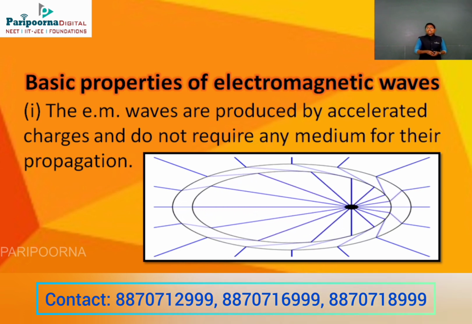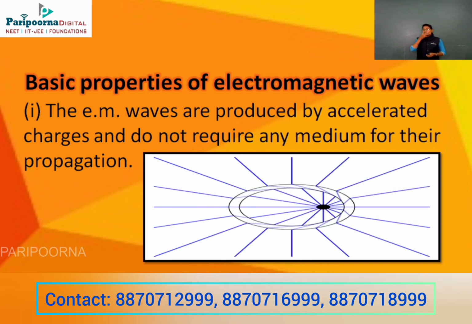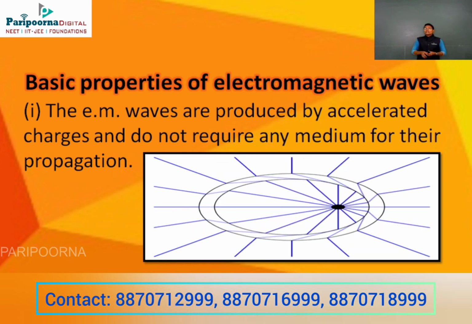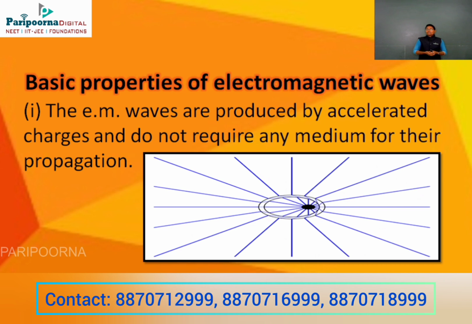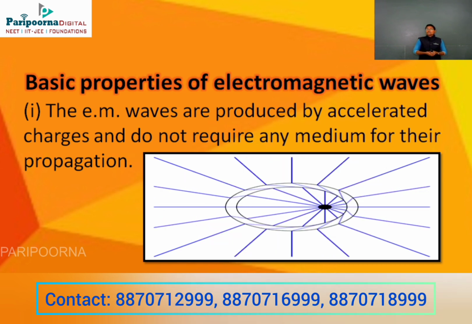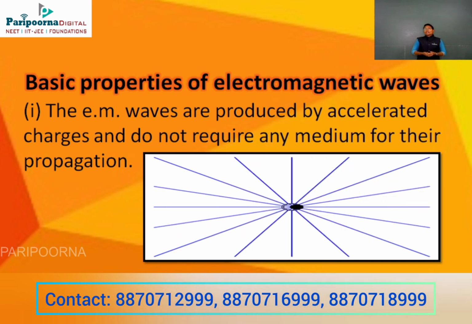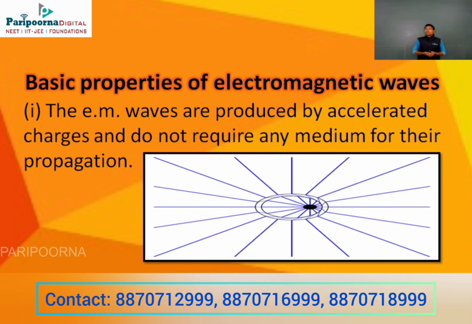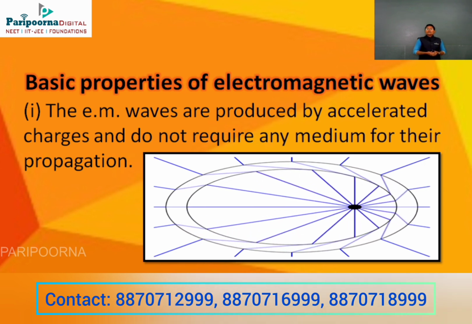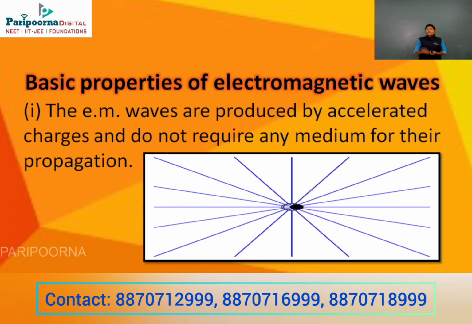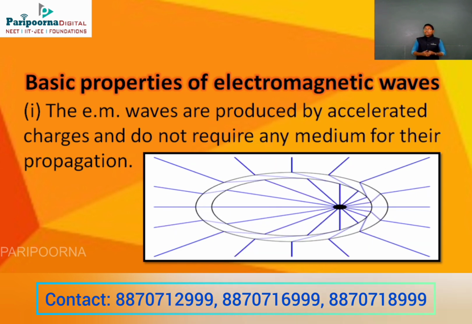Next we are going to see some basic properties of electromagnetic waves. The first property is that EM waves are produced by accelerated charges and do not require any medium for their propagation. So these electromagnetic waves do not require any medium to travel. They will propagate in a vacuum.